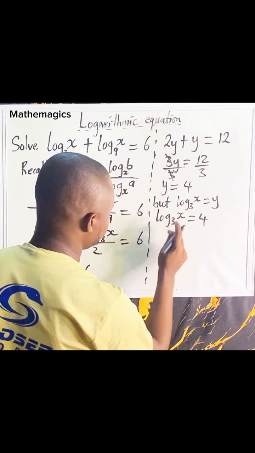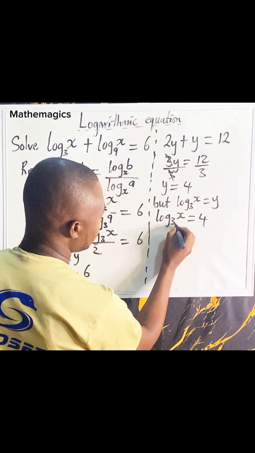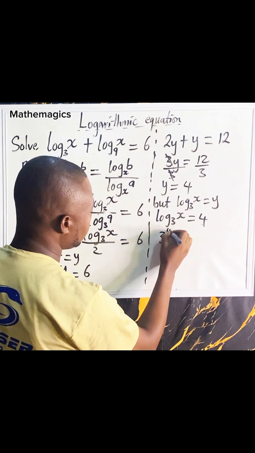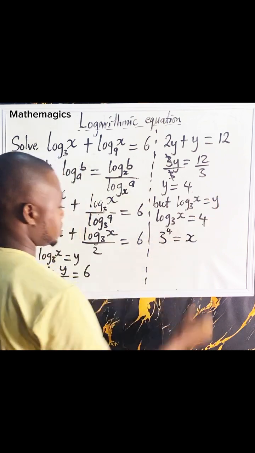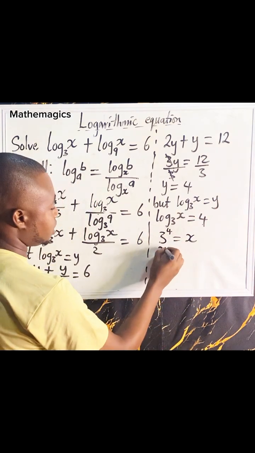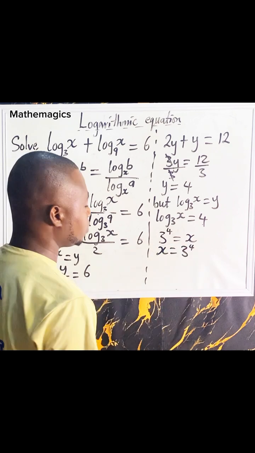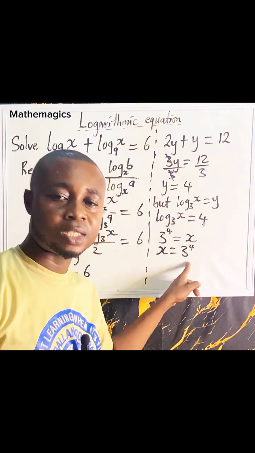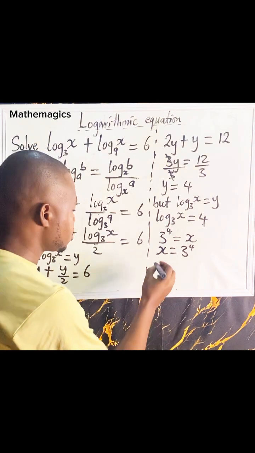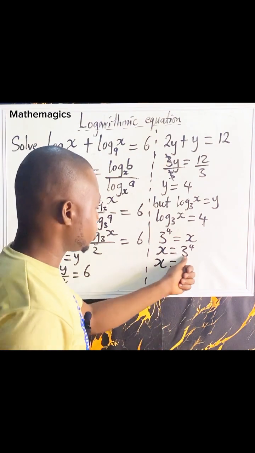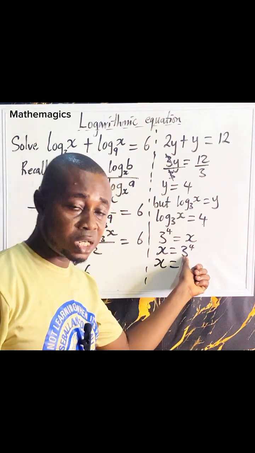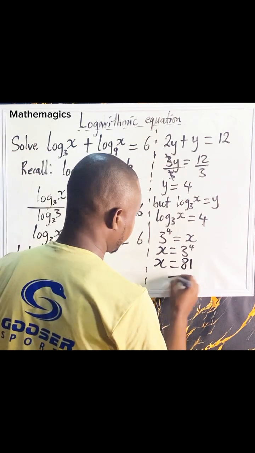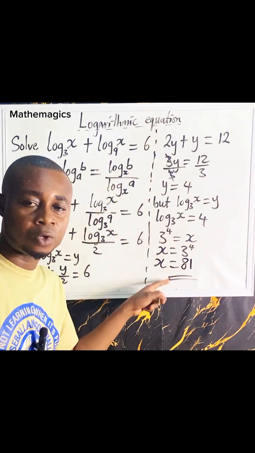So in that case, this comes as the power. So I'll have 3 raised to the power of 4 will be equal to x, which is something as x is equal to 3 raised to the power of 4. Of course, 3 raised to the power of 4 means 3 times 3 times 3 times 3, right? So 3 times 3, 9. 9 times 3, 27. 27 times 3 is 81. So the value of x in this equation is 81.